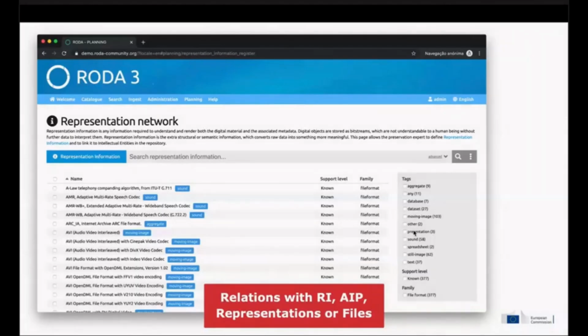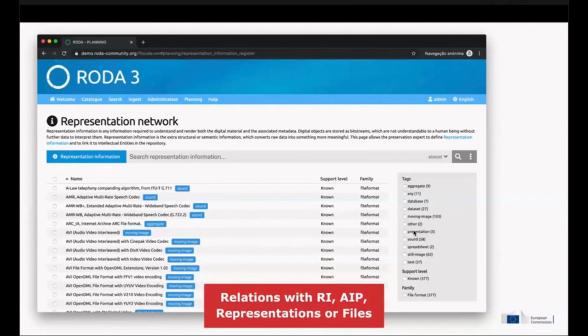Now let's talk a little bit about preservation planning, which is another functional unit of the OIS. In RODA, since RODA version 3, we have introduced the concept of representation network or representation information as a registry that allows us to understand the rendered digital information that is being preserved. And actually, it can create relations between different representation information and AIPs. So what's the importance of this?